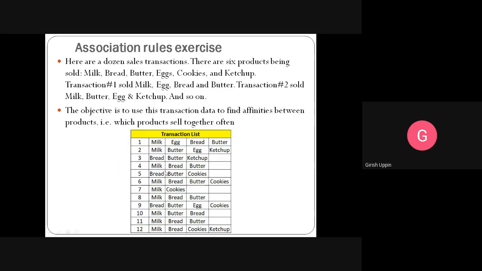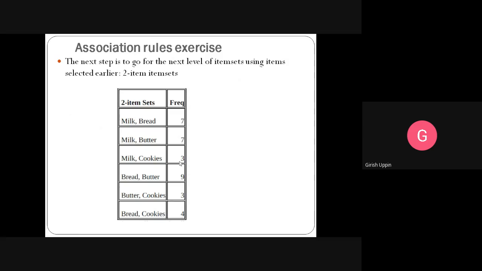Here milk bread second, milk bread third, milk bread 4, then milk bread 5, milk bread 6. Maybe we missed one. So we have 7. There are 7 transactions which have milk and bread together. Similarly, we will find other items.